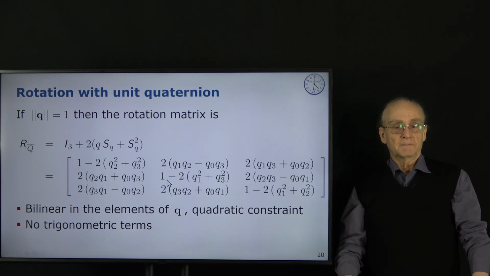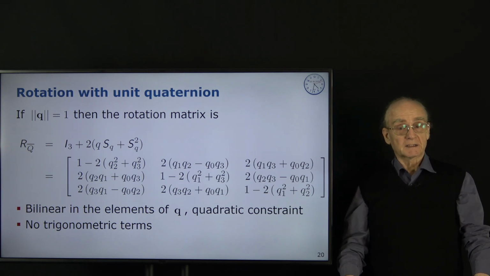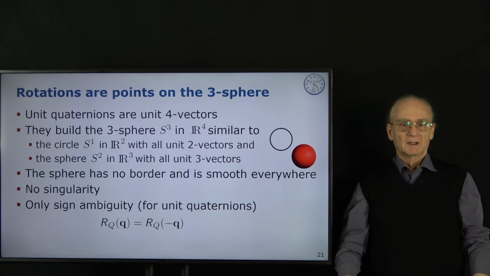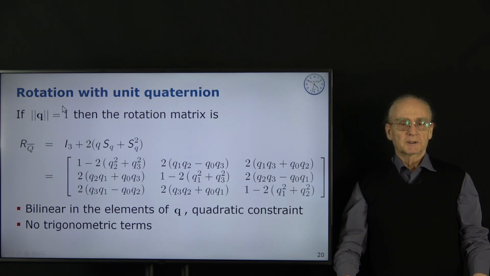What we see here is that it's bilinear in all elements of q, and of course we have a quadratic constraint. We have no trigonometric terms in either of these representations. So this is exactly what we wanted to achieve. Now what we have seen is that we can represent rotations with unit quaternions.